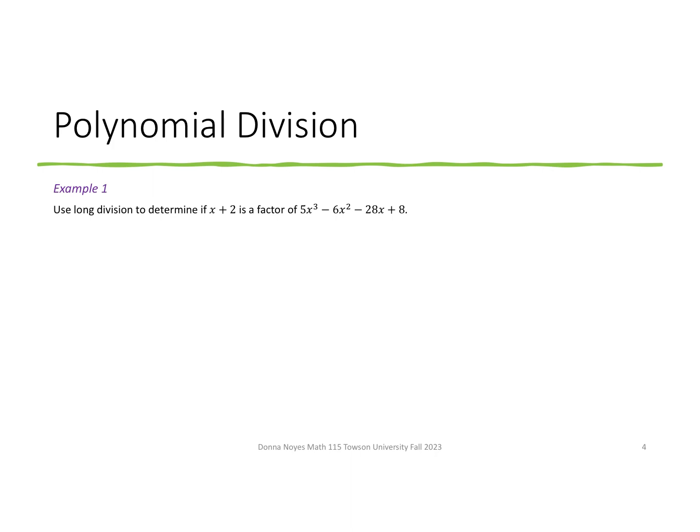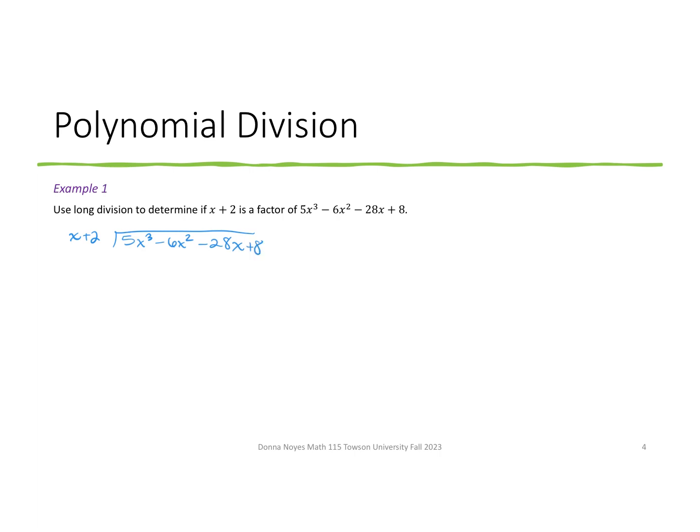We're going to begin with a reminder on how polynomial long division works. So we're going to use long division to determine if x plus 2 is a factor of 5x cubed minus 6x squared minus 28x plus 8. So let's just say x plus 2, how does it divide 5x cubed minus 6x squared minus 28x plus 8?